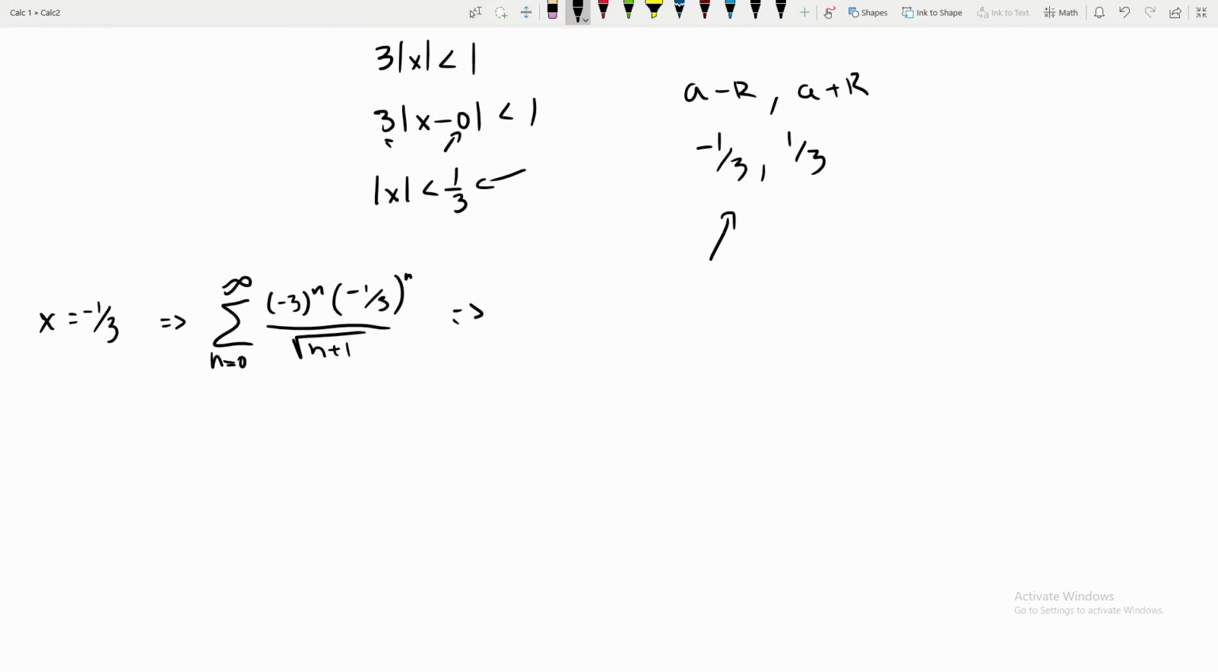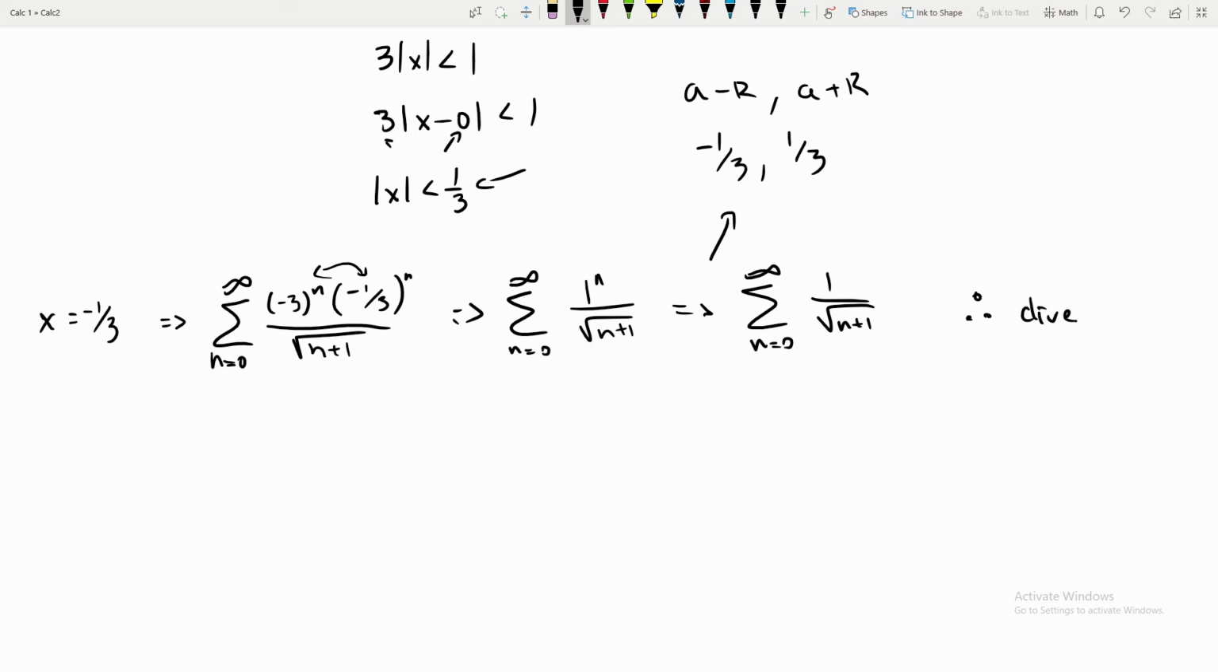And now this can be simplified. These two can be merged together. Basically, we're going to get that this is 1 to the n over the square root of n plus 1. And this can be simplified even further, because 1 to the n is always going to be 1. So this is going to be 1 over the square root of n plus 1. Now, you can use the integral test, or you can use the comparison test with the p series of p equal to 1/2. And in that case, we know that this series is going to be divergent. So because this series is divergent, we must exclude the value of x equals minus 1/3 from the interval of convergence.